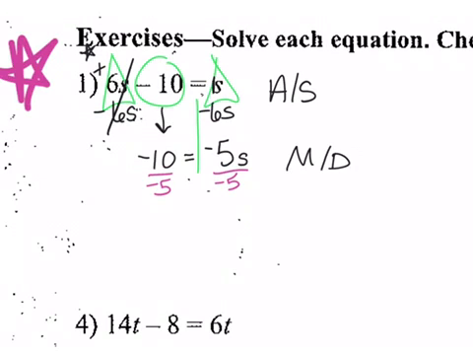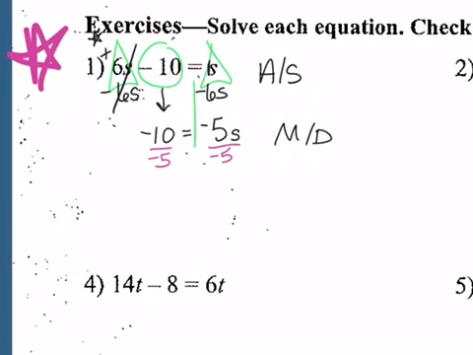When I go to divide this in the calculator, or if I'm doing it in my head, it's negative 10 divided by negative 5, which is positive 2. So 2 equals s, or s equals 2. Same thing.